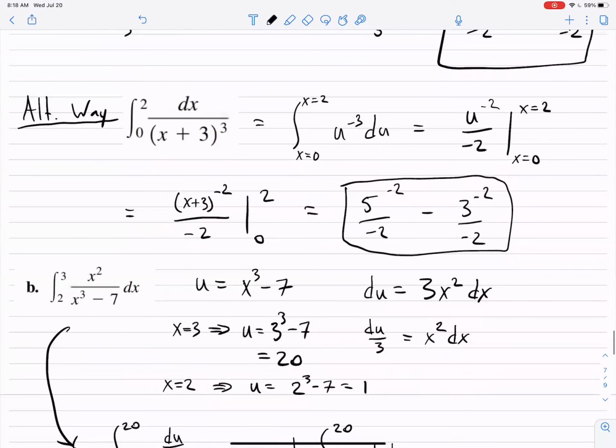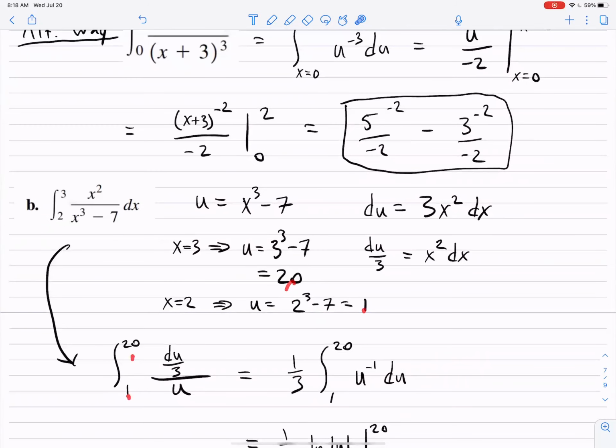This one, again, u is going to be x cubed minus 7, so du is 3x squared dx. So du over 3 will be x squared dx. When x is 3, u is 3 cubed minus 7, which is 20. When x is 2, u is 2 cubed minus 7, which is 1. So our new bounds are 1 to 20.